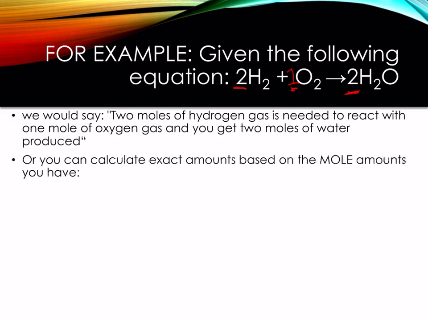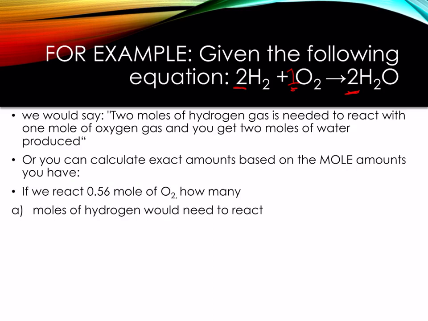So that's fine if you have 2 moles of hydrogen gas and 1 mole of oxygen gas, but what if you don't? Then you can calculate it, pretty straightforward and logically, using the mole amounts you have. If we react 0.6 moles of O2, how many moles of hydrogen would need to react and how many moles of water would be produced? We can take the one value we're given and convert it, as long as it's moles, into any of the other reactants or products.